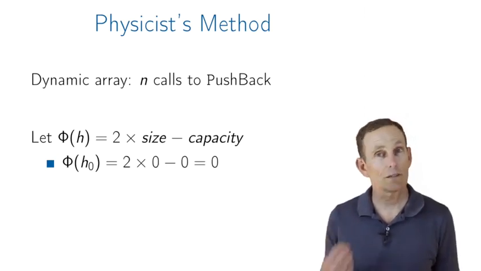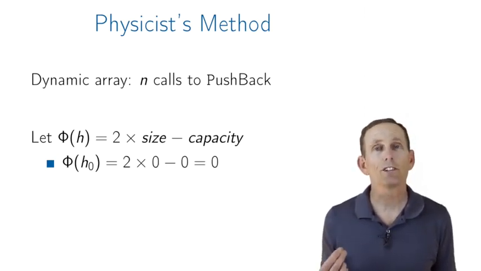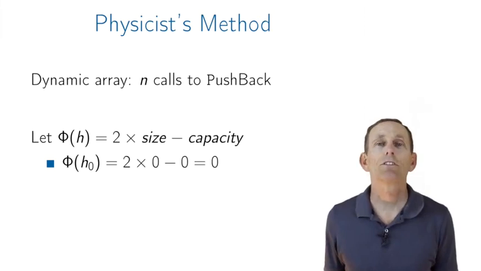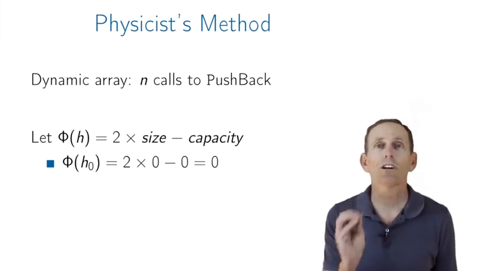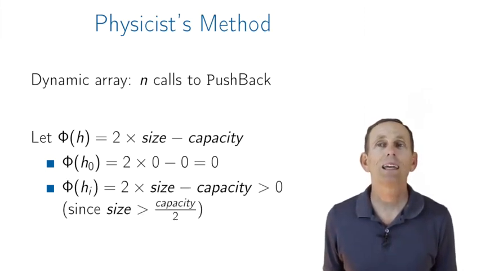Phi of h sub 0, so we want to make sure that our phi function satisfies our requirements. So first, phi of h sub 0 is 2 times 0 minus 0, assuming we have an initial array of size 0, and that's just 0. Also, phi of h sub i is 2 times size minus capacity. We know the size is at least capacity over 2, so therefore 2 times size minus capacity is greater than or equal to 0.